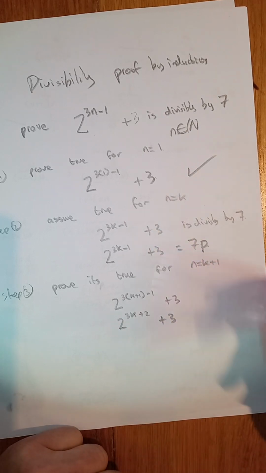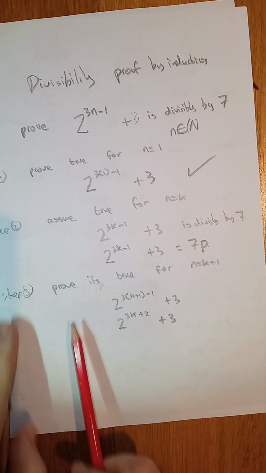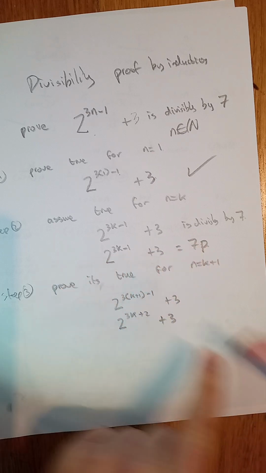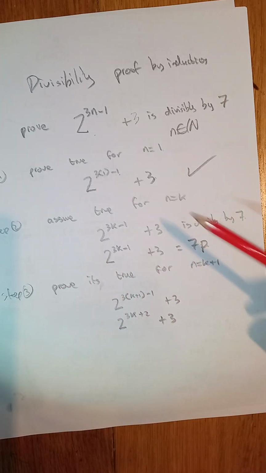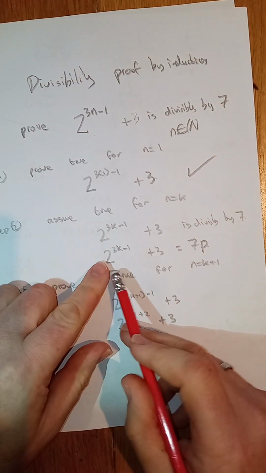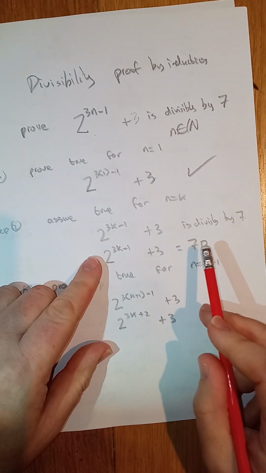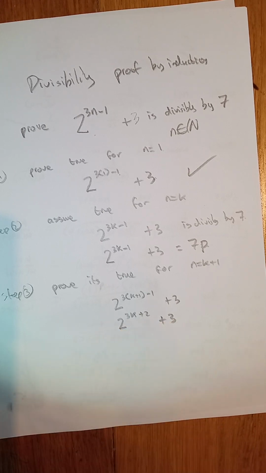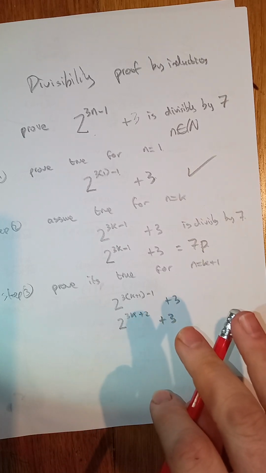Now, the strategy with divisibility is slightly different. Usually we would just add this to this to get the new version. But we can't, because we're not dealing with adding, we're dealing with multiplication and division. So the trick really is to manipulate this in such a way that you can find it in here. That is always the trick with these ones. It's not that it's ever hard. It's always going to be easy to manipulate them, but it's figuring it out.